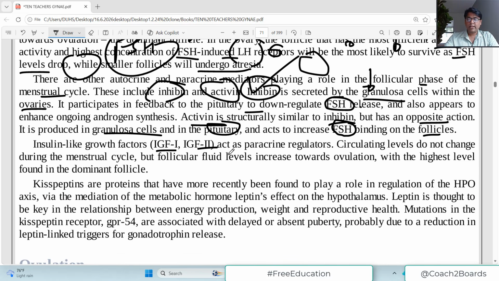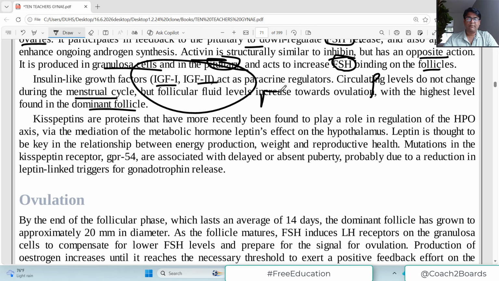IGF-1 and 2, insulin-like growth factors, are also important regulators. Circulating levels do not change during the menstrual cycle, but follicular fluid levels increase towards ovulation, with the highest level found in the dominant follicle. Not too important for you to remember, but if you have to remember something, that will be FSH, LH, and production of estrogen, and perhaps activin and inhibin.